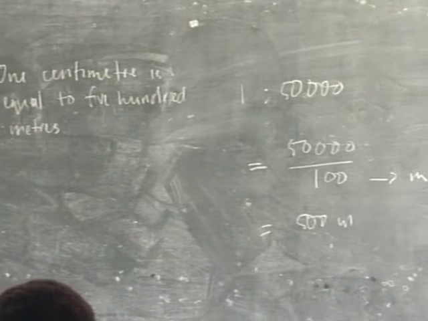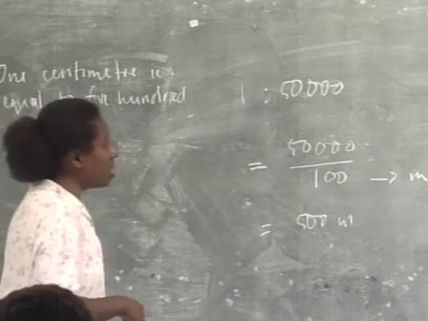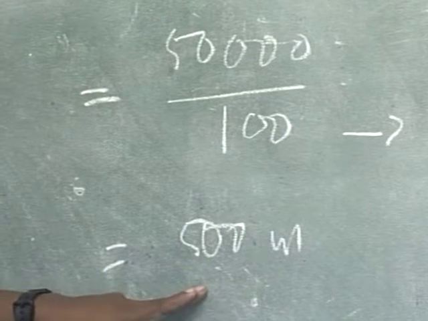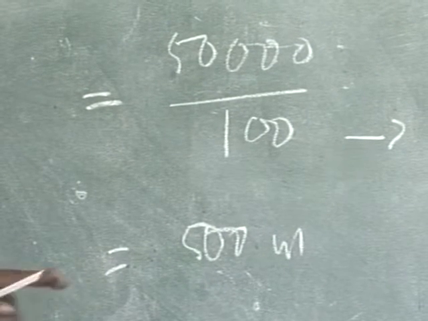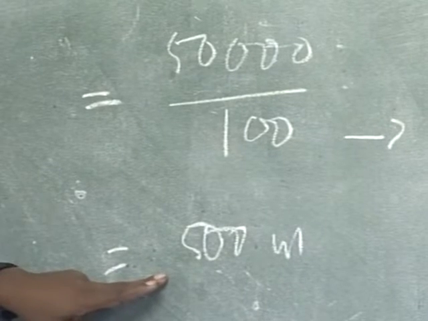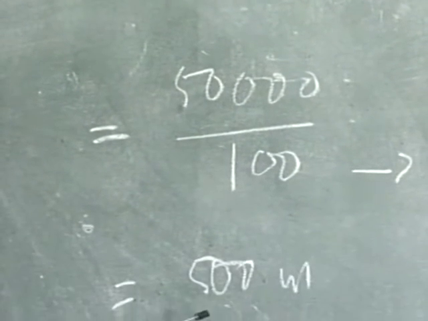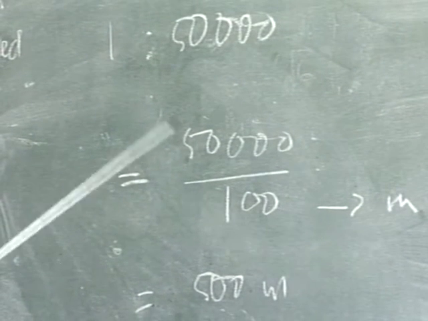Let's double check our working out here. 50,000 converted to meters. We're all happy that it is 500 meters. Okay, that is correct. For converting 1 is to 50,000 to meters, 1 centimeter would be equivalent to 500 meters after the converting.